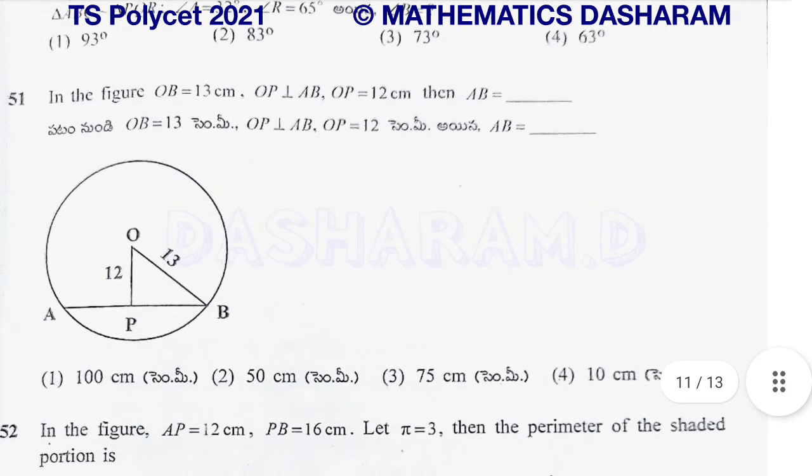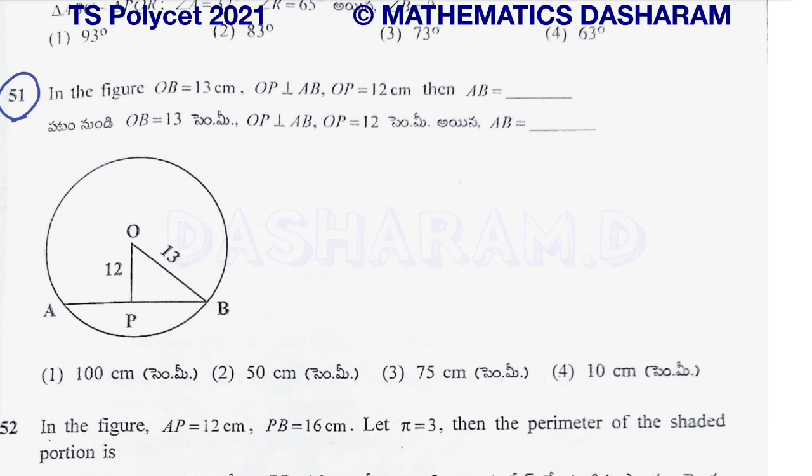Next question number 51. In the figure OB 13 cm, OP perpendicular to AB, OP 12 cm, then what is AB value? So here OP 12, OB 13. Here OB is a radius of a circle. OP is not a radius of a circle. Next, OP is perpendicular to AB he said, so here we get 90 degrees. Next, what is the AB value is asked.